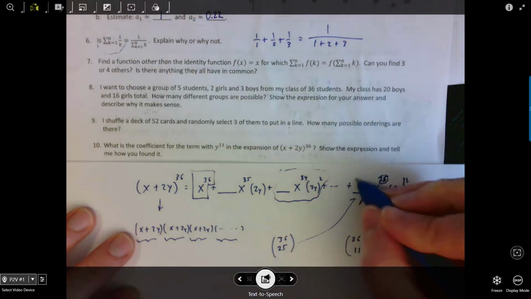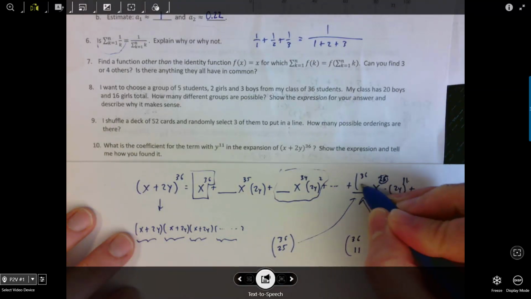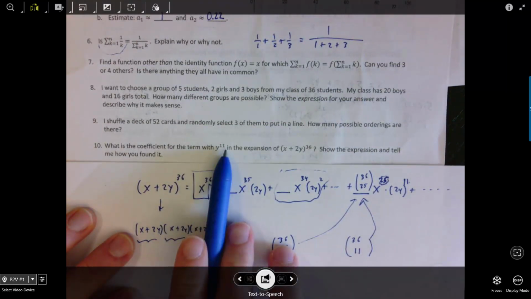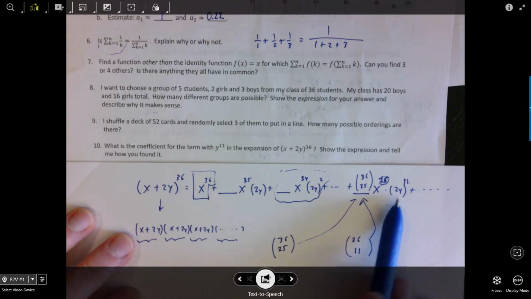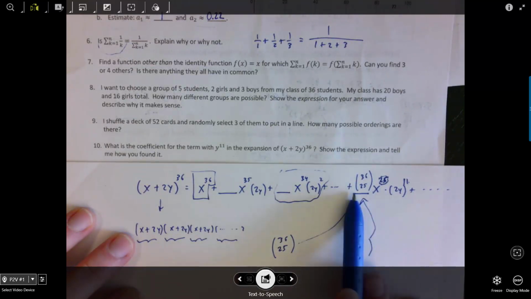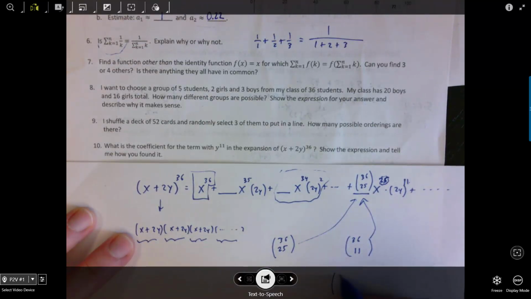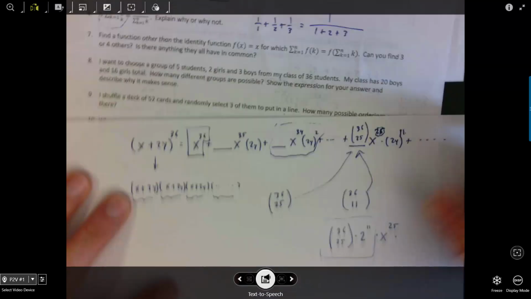So that doesn't quite answer the question, though. So this is 36 choose 25. That doesn't quite answer the question because I want to know the coefficient of the x to the 25th term. And the coefficient, you usually group all of the numerical things in the front. So here I have a 2 to the 11th buried over here. So actually what I want is 36 choose 25 times 2 to the 11th. And this is the full coefficient on the term that has x to the 25th. Oh, you can't really see it, sorry.